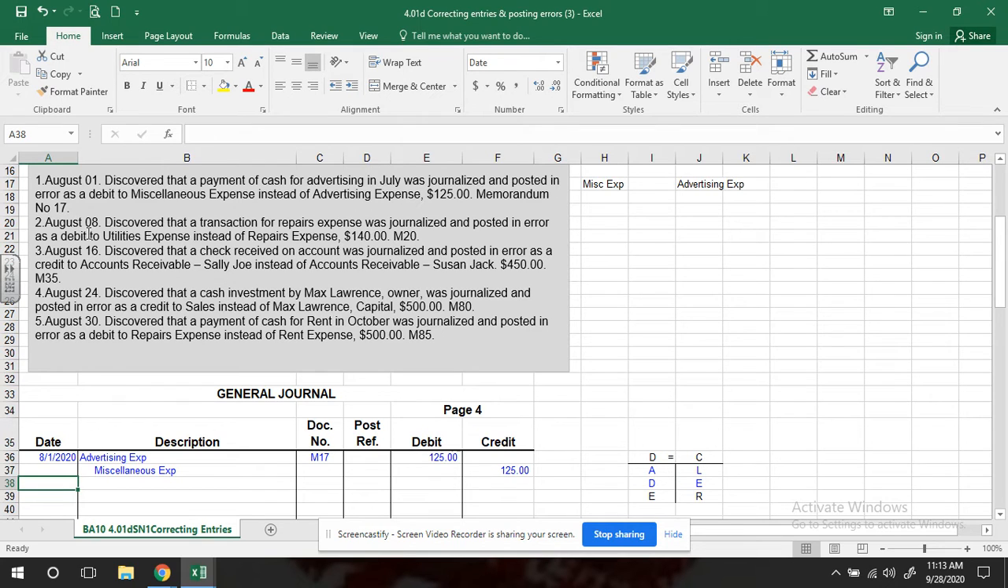The next one says on August 8th, discovered that a transaction for repairs expense was journalized and posted in error as utilities. So what they did, they put it in utilities expense, but they should have put it in repairs expense, what it's saying. So I got to do the same kind of thing. I got to put it in repairs. And expenses going up is a debit.